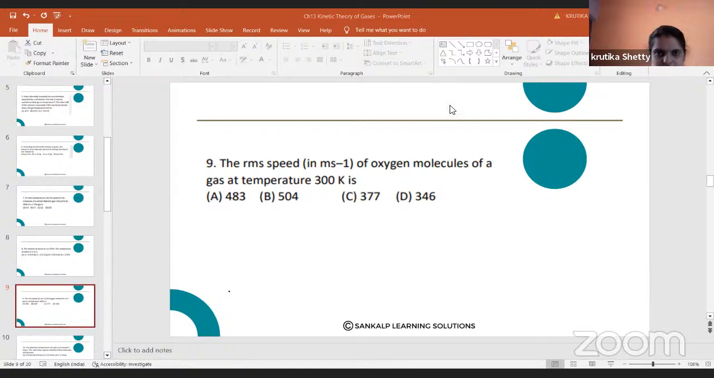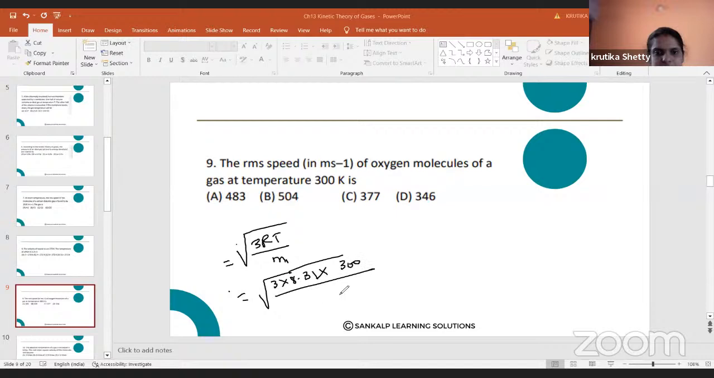How do we do this one? Here we can take V_RMS is equal to, yes, it is correct, it is 483. It is nothing but the square root of 3RT divided by M naught. Which is equal to 3 into 8.31 into temperature 300 divided by M naught. M naught value is 32 for oxygen. If you simplify this, we will get 483. Here we need to take it as 0.032 in terms of SI units. It is 483. Yes, very good.